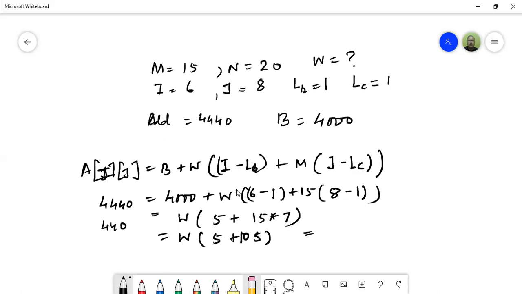So we have 110 W. So W is equal to 440 upon 110. That is 4. So W is 4 bytes. Clear? How have you done it?